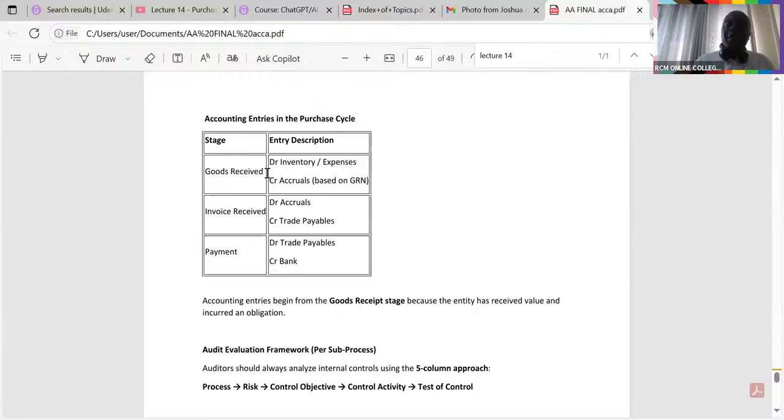So when we receive these goods, ladies and gentlemen, what are we supposed to do? When I receive these goods, depending on what is being received, if I've received goods that I'm going to be reselling, yeah, those ones, of course, can be taken to purchases directly. So in this case, we debit purchases and then we credit accruals. Yeah, because we haven't paid yet.